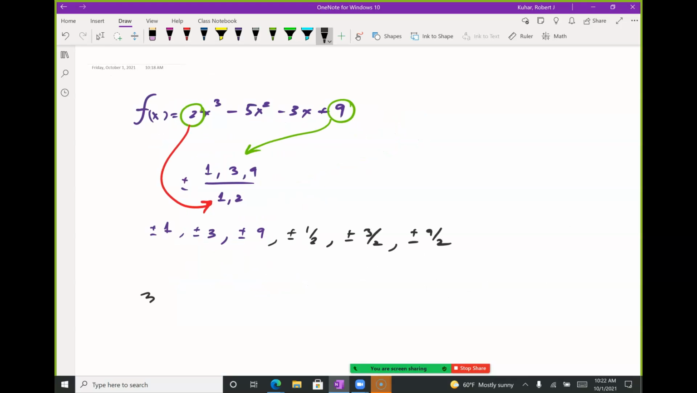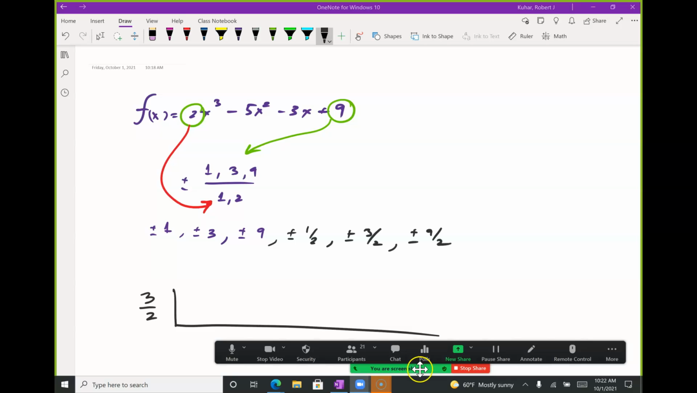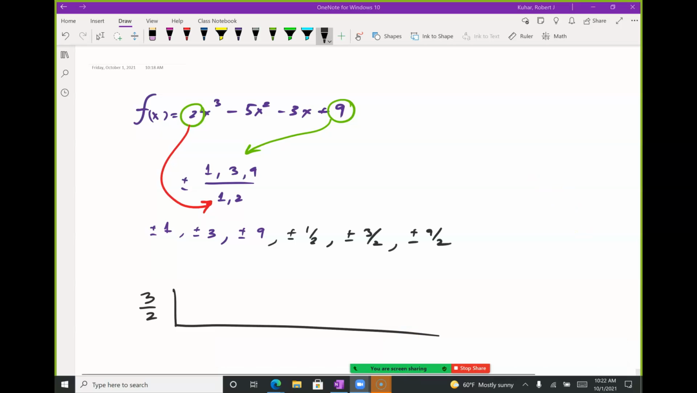So I'm going to start my synthetic with 3 halves. Everybody with me? Anybody not with me? With you. With you, yeah. With me, good, good. I got my chat open, so if you're not with me and you want to ask something, please let me know.